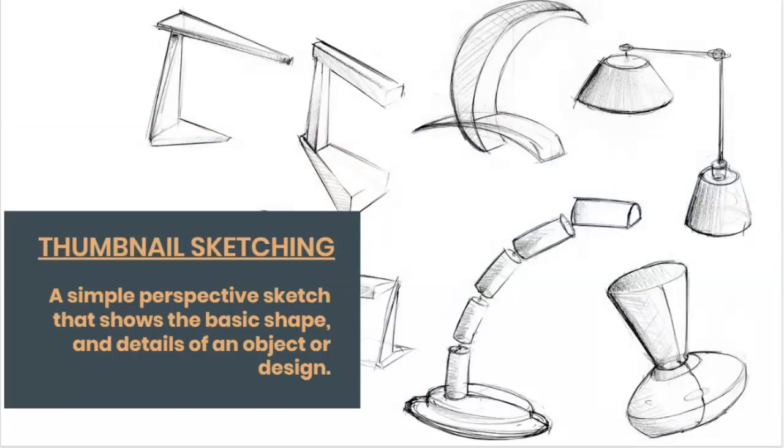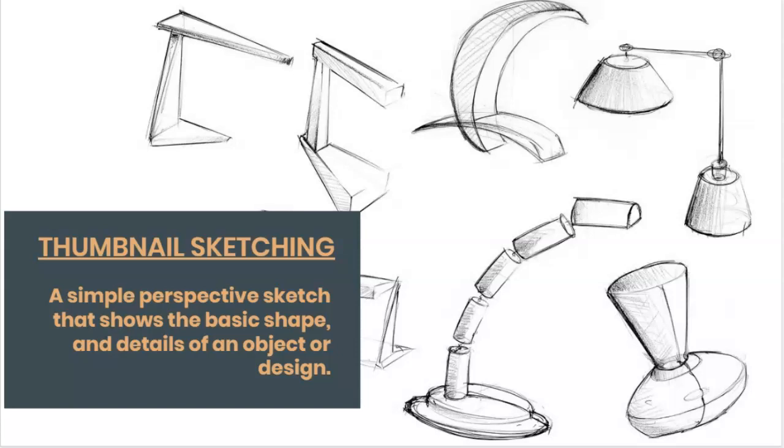The first type of sketch that engineers use is a thumbnail sketch. This is a simple perspective sketch that shows the basic shape and details of an object or design. You would use a thumbnail sketch at the brainstorming stage or at the develop a solution step of the design process. You simply sketch the best you can to show a general outline of what you might be designing. This helps other people give you feedback, and it helps you to express your ideas in a way that other people can visualize.